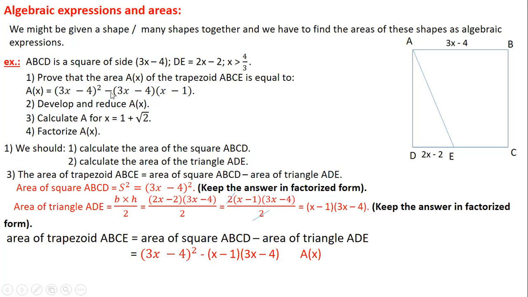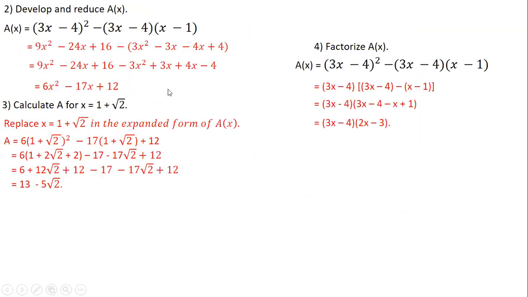Now I should develop and reduce A of x. We get rid of this parenthesis by applying remarkable identity 2. We get rid of these parentheses by multiplying all by all. Now we should calculate A of 1 plus radical 2. After we get the developed or reduced form, we replace each x in it by 1 plus radical 2. And finally, to factorize A of x, I take the common factor, the binomial 3x minus 4, and this is the solution of the exercise.